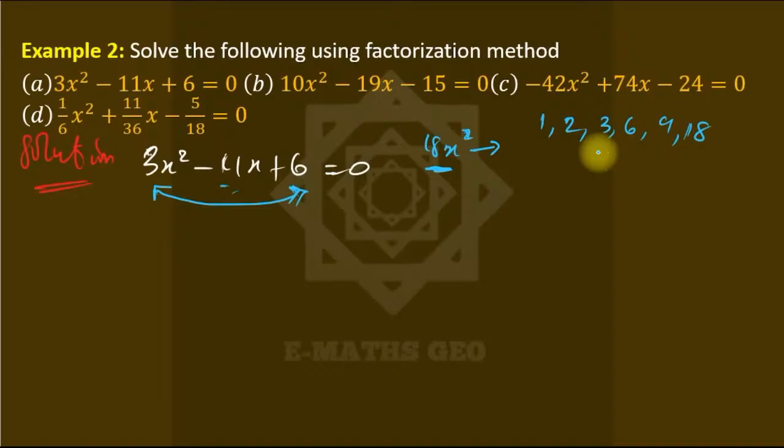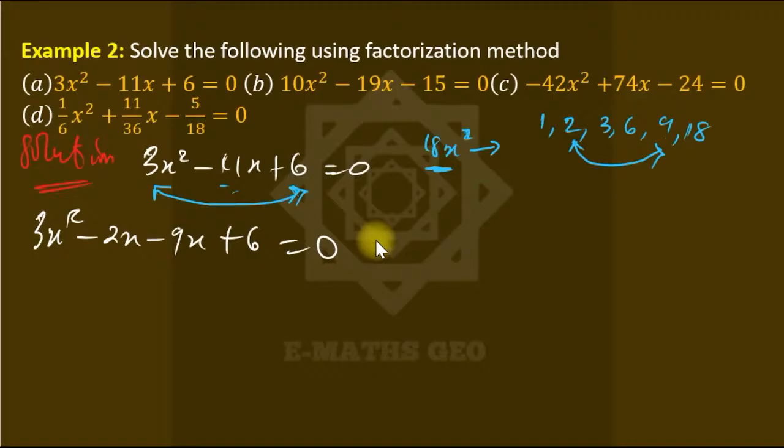If you check, if I take 11, what will give me minus? If I take 9 and 2, 9 and 2 has something to do with 11. Yes. Since I have minus 11x, meaning both of them will have a negative sign. So I will split this 11x as minus 2x and minus 9x plus 6 equals to 0.